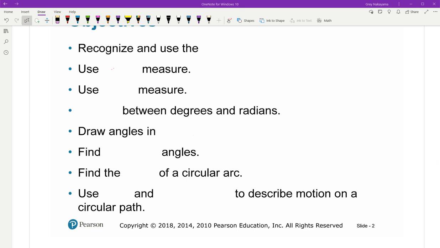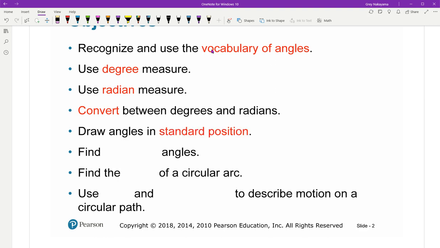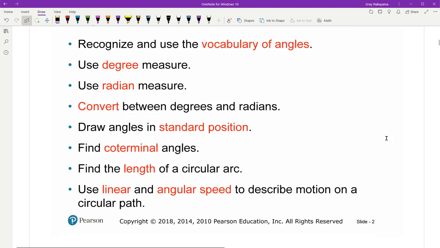So first off, we're going to review the vocabulary of angles. We're going to talk about degree measure, radian measure, converting back and forth between degrees and radians, angles in standard position, finding coterminal angles, the length of circular arcs, and the new thing will be linear and angular speed to describe motion on a circular path.